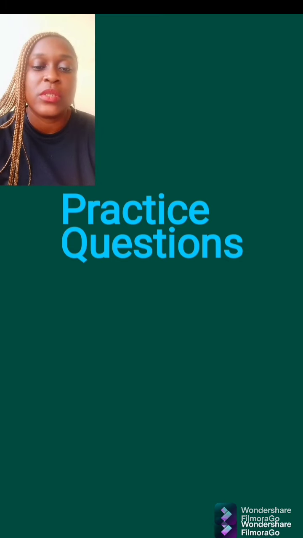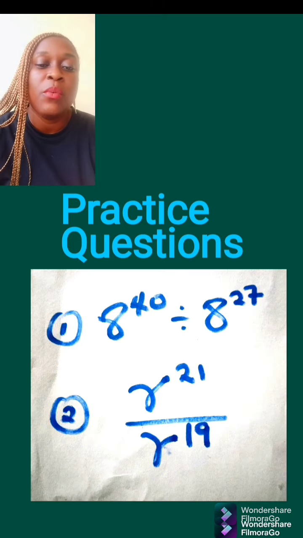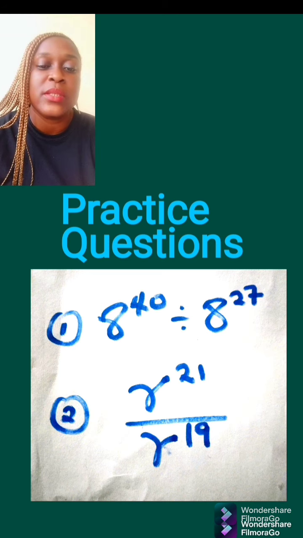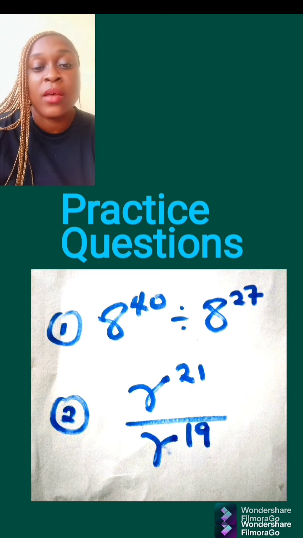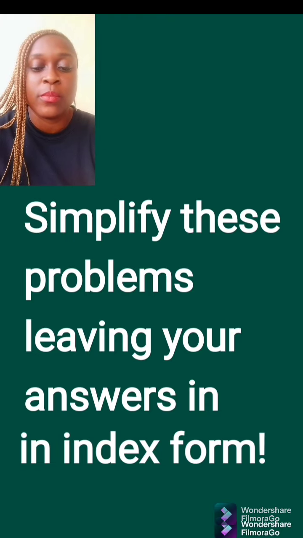Now our first exercise is 8 raised to power 40 divided by 8 raised to power 27. What is our final answer? And then we have arrow raised to power 21 all over arrow raised to power 19. Simplify these problems, leaving your answer in index form.